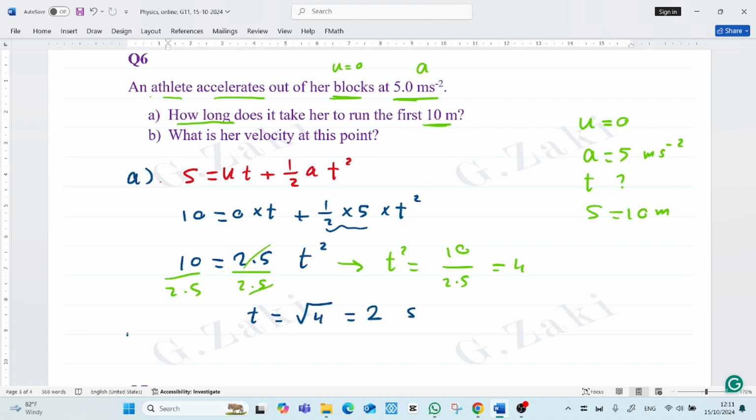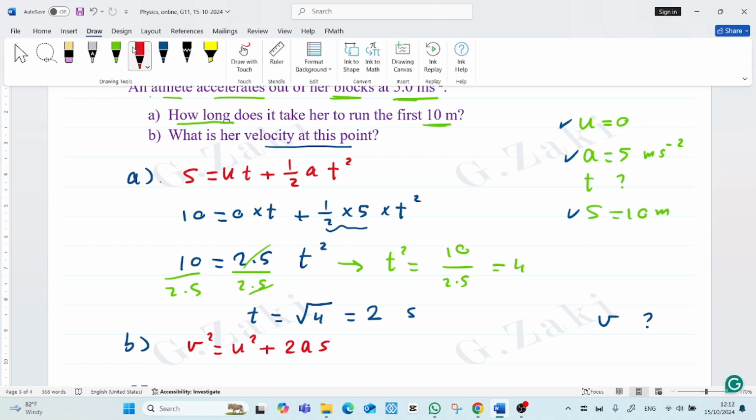Now, part B. What is her velocity at this point? We need the final velocity. Also, try to depend on your answer. U, A, and S, and we need V. Then the formula that we can use is V squared equals U squared plus 2AS. Substitute.